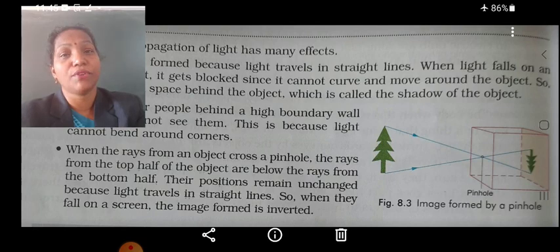So students, in this video we learned about the rectilinear propagation of light and its effects. I hope you understood all the things that were discussed in the video.